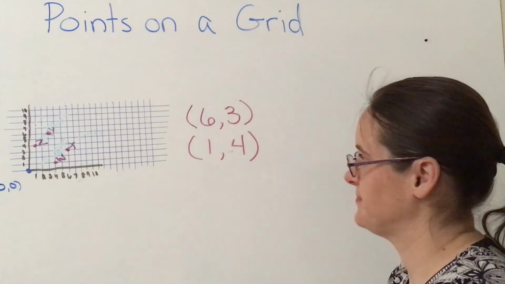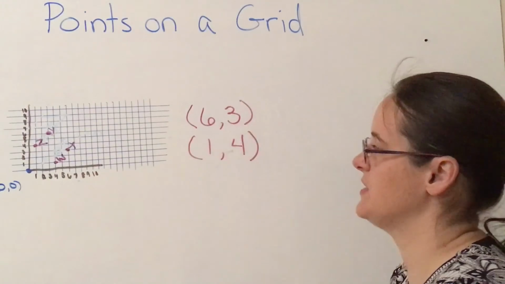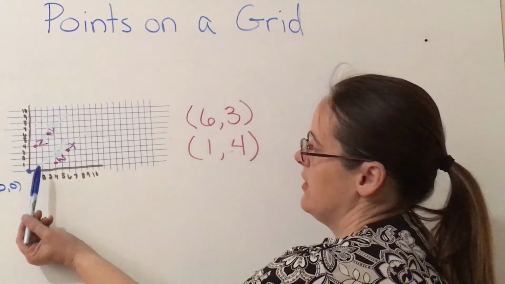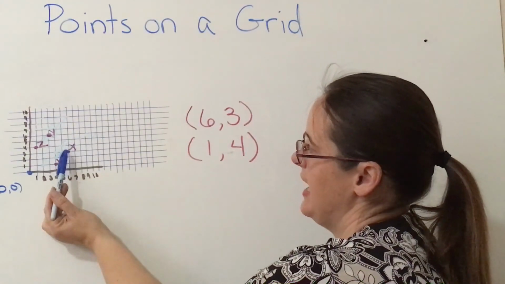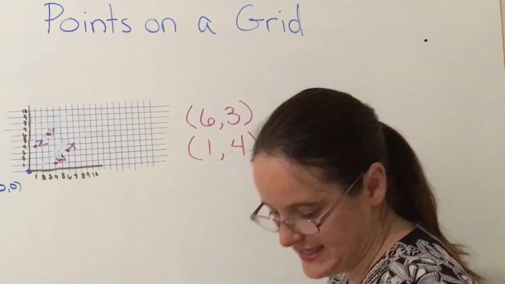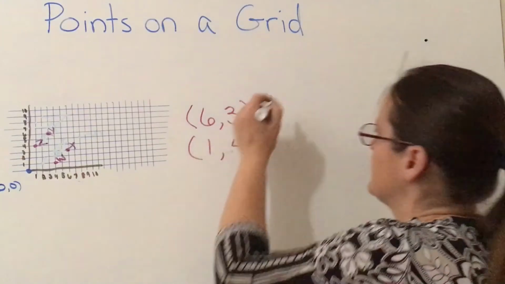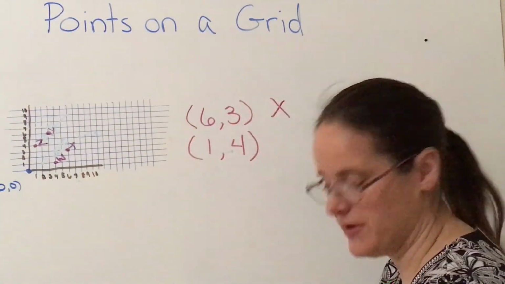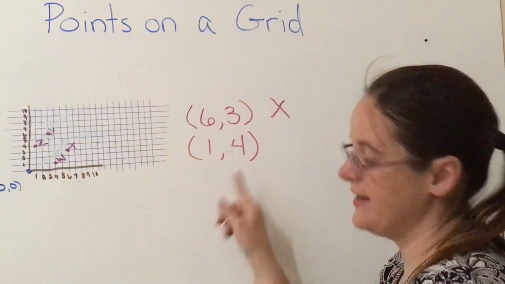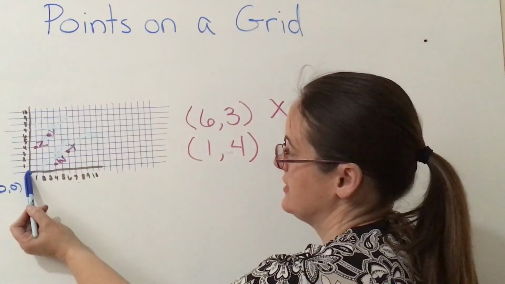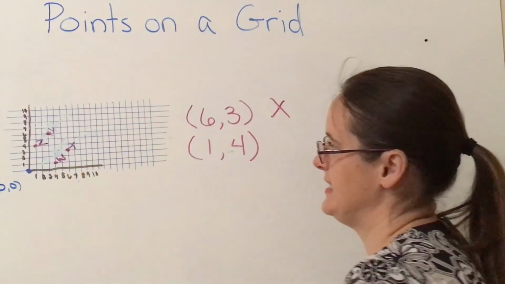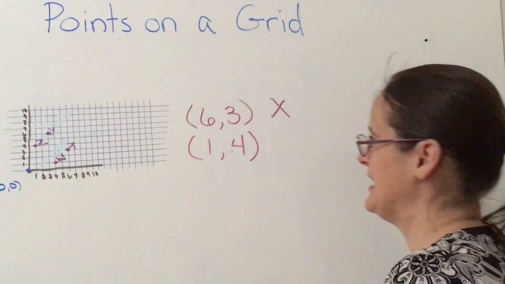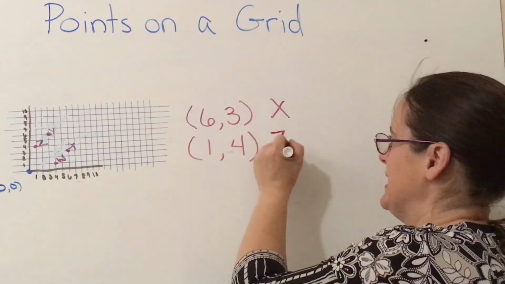So for (6, 3) here, we know that we need to go over 6 and up 3. And look, that right there is point X. So our answer is going to be X for that one. For (1, 4), we know that we need to go over 1 and up 4. And we see that that is point Z. So our answer here will be Z.